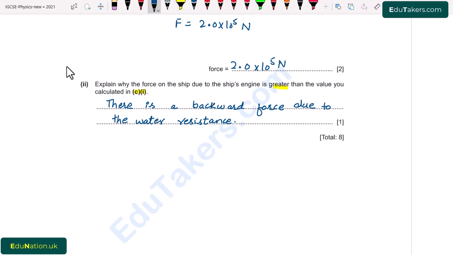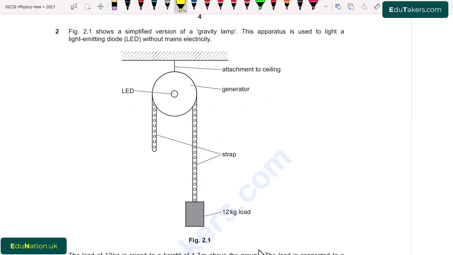That's why the force due to the ship engine is greater than 2.0 × 10^5 newtons. Question number 2. Figure 2.1 shows a simplified version of a gravity lamp. This apparatus is used to light a light-emitting diode without mains electricity.